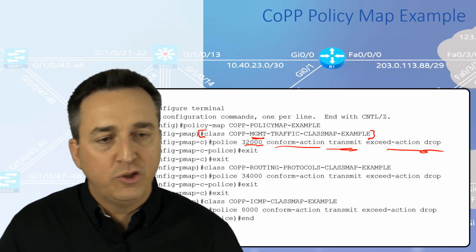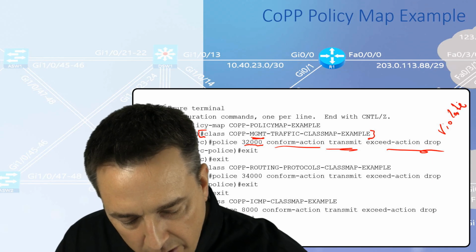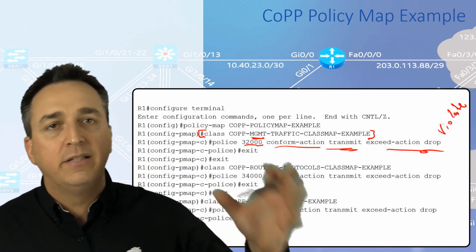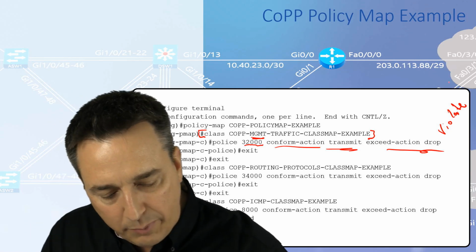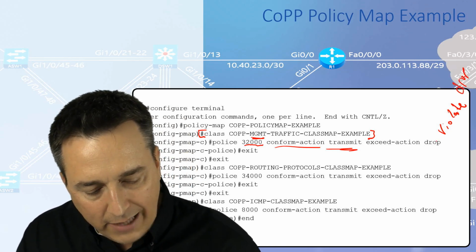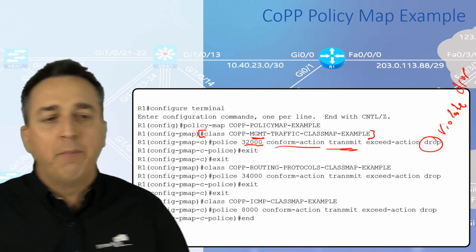There is another option here that you might see, and it's violate. All right. So if you see violate, it simply allows you to have 3 different actions. So what does that mean? Typically, if you violate, then you're going to drop. And then for the exceed action, you could actually have a different option there.